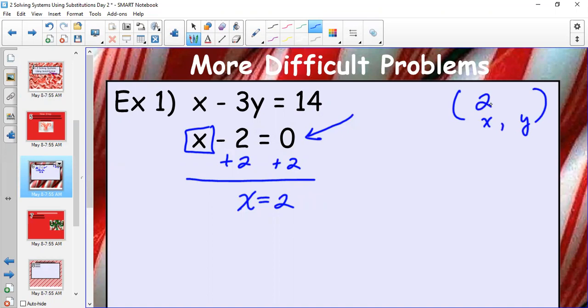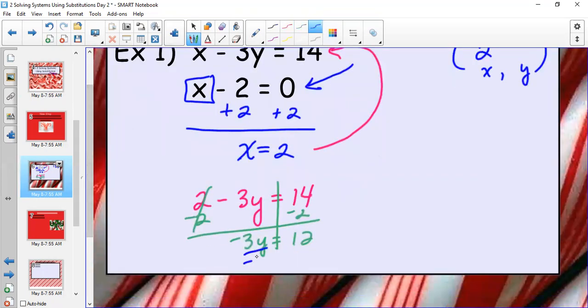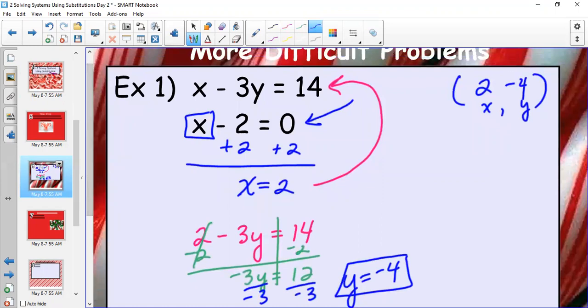Now, normally we plug that into the magic equation, but on this one, our magic equation, the one that we were just trying to get to be a magic, ended up just having an x in it. So I'm going to plug it into the first equation wherever I see an x. So it's going to be 2 minus 3y equals 14. And I just have to solve this to figure out what y is. So I'm going to subtract 2. That will give me negative 3y equals 12. And last, I would divide by negative 3 to give me y of negative 4. So final answer would be 2, negative 4.